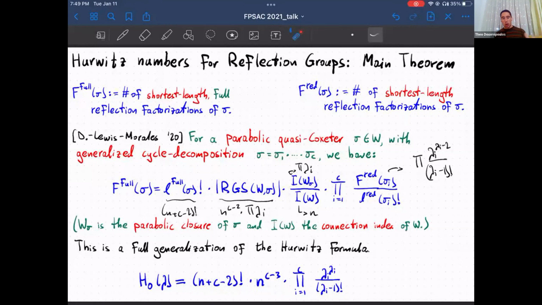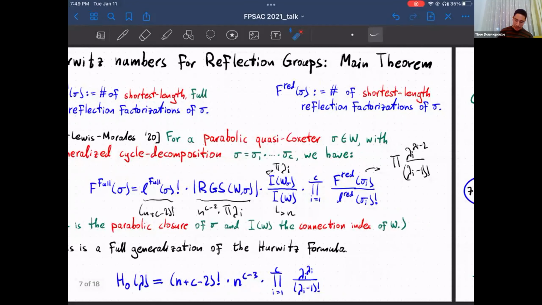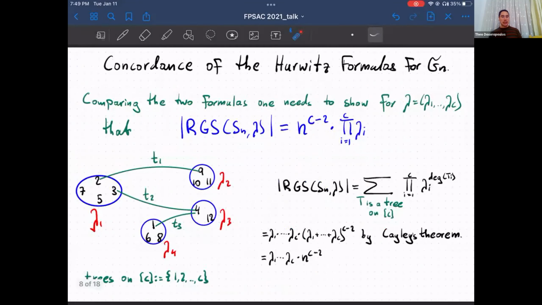Right. So hopefully I persuaded you that this is truly a generalization of the standard formula. I want to show you this very cool symmetric group argument, which completes the fact that our version of the formula and the standard version of the formula are the same, and there is a reason for that. So if you cancel out everything, the thing that you need to prove is that the relative generating sets for a permutation of cycle type lambda are enumerated by this expression, n to the c minus 2 times the product of the lambda i's.